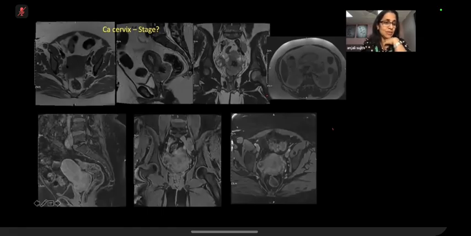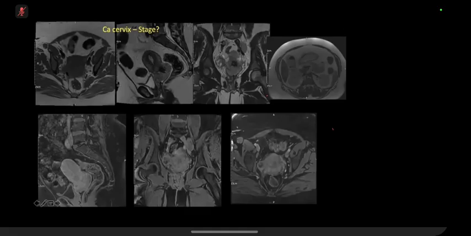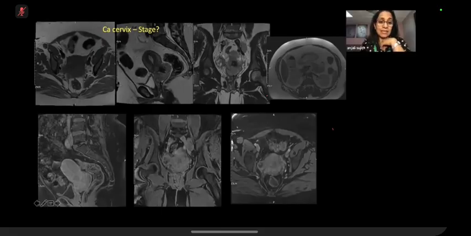You can see the tumor is extending and infiltrating the parametrium. If it is going up to the pelvic side wall, and the pelvic side wall is infiltrated, that makes it a stage 3B. Good. So we are already looking at a stage 3B tumor.